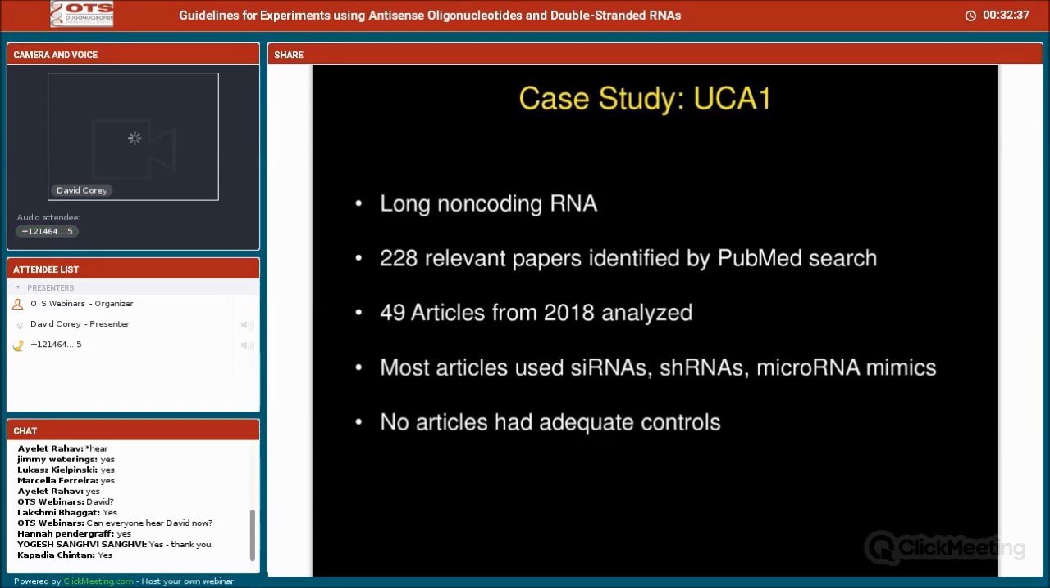So I chose to analyze relatively closely about 49 papers from 2018 that studied this long non-coding RNA. Almost all of these papers used siRNAs, shRNAs, or microRNA mimics to study the action of this non-coding RNA. Now, none of these articles had adequate controls, so none of them lived up to the minimum standards that were outlined in the 1990s or that I'll outline in a few minutes.